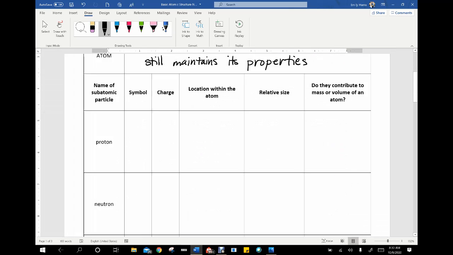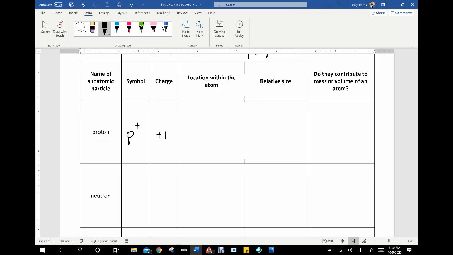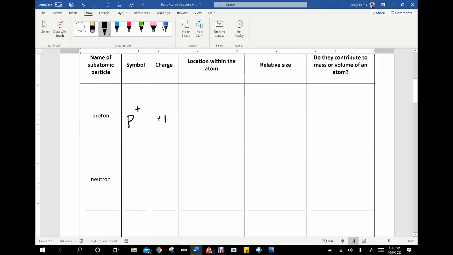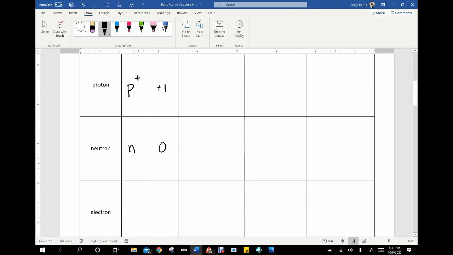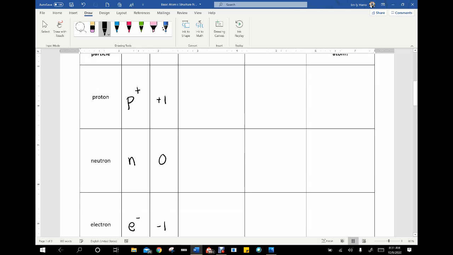Now, for symbols, the symbol we'll use to represent a proton is a P with a plus sign, because the proton has a charge of +1. The neutron, like the name sounds, has a symbol of just N, because its charge is 0. It's a neutral particle. The electrons have a symbol of E- because their charge is -1.